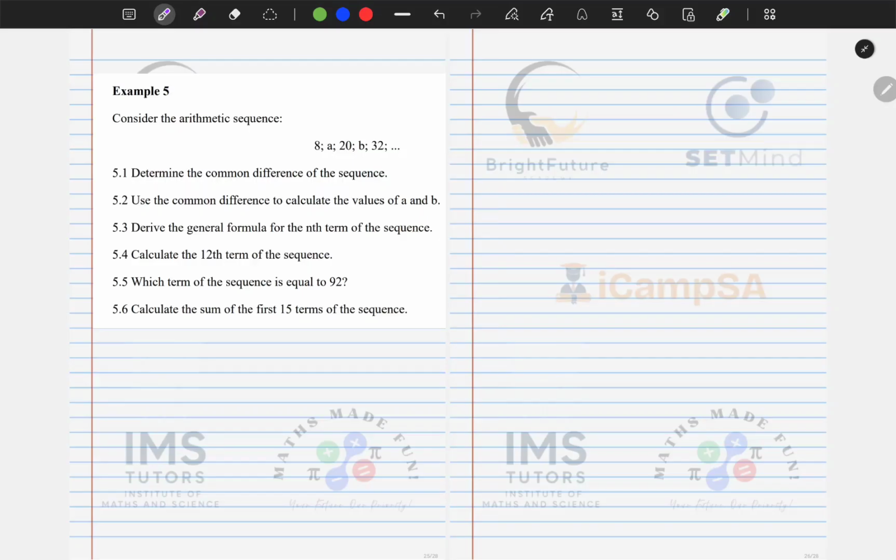We are told to consider the arithmetic sequence, which is 8, a, 20, b, 32, and so on. The first question requires us to determine the common difference of this sequence. So let's go ahead and quickly note down the sequence which we are given. What I need you to remember is that the first difference of an arithmetic sequence is equal. So we are going to use that principle to get the answer.